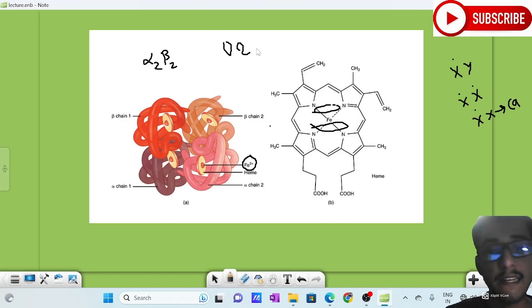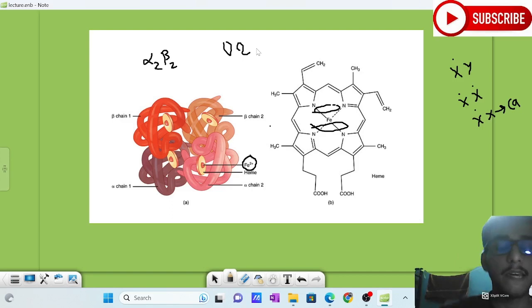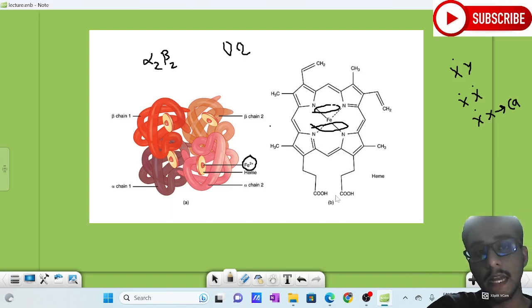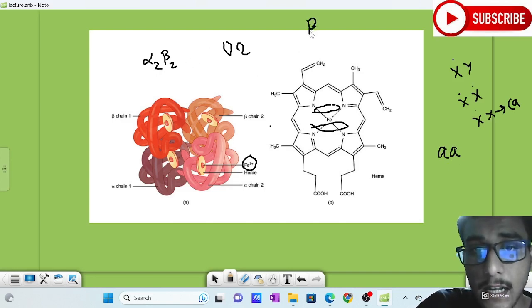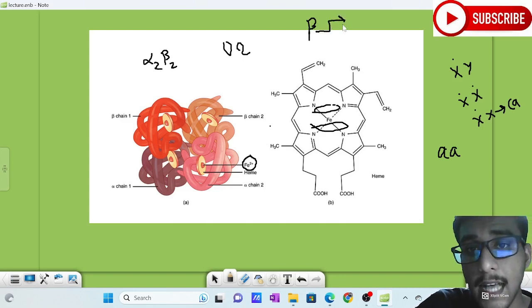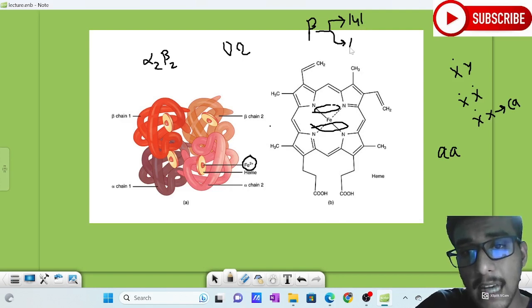So what happens in sickle cell anemia? Actually, this is the structure of the hemoglobin. In sickle cell anemia, the mutation is autosomal recessive. Autosomal recessive means the disease can only occur when the genotype is small a, small a. So in sickle cell anemia, I have said that there are 2 beta chains, one beta chain has 141 amino acids, and the other has 146 amino acids.